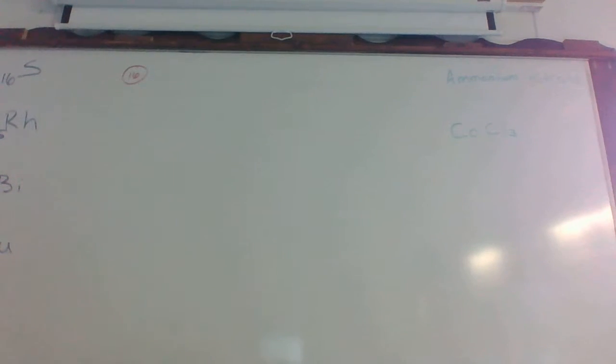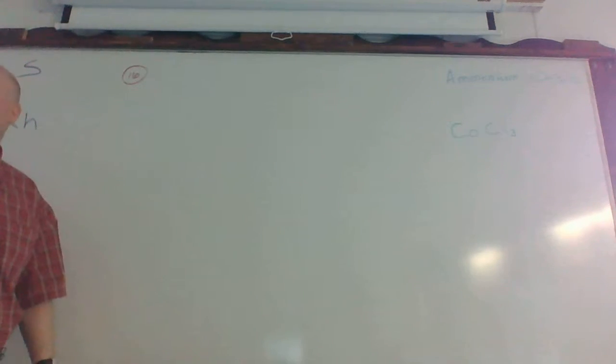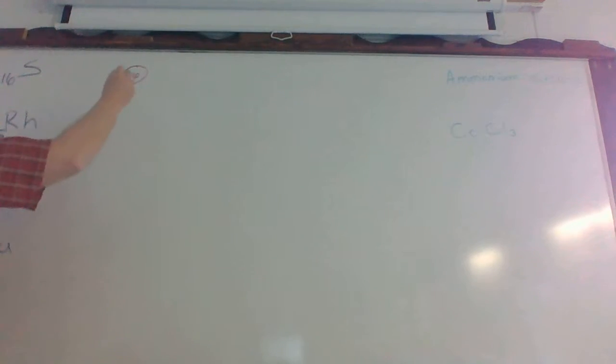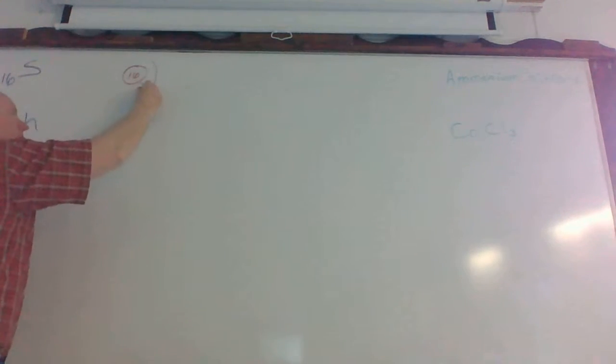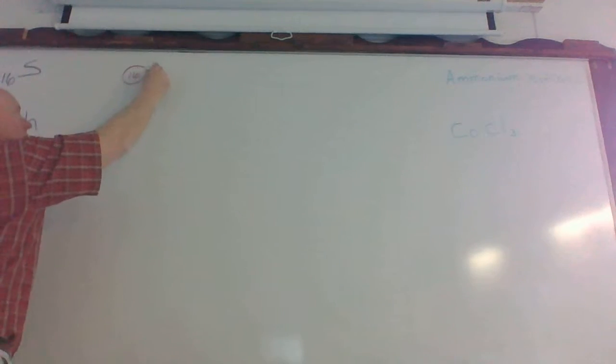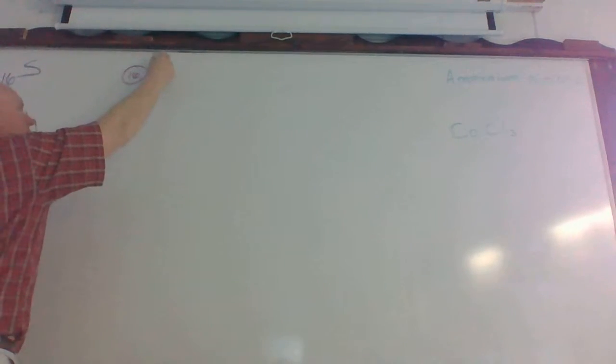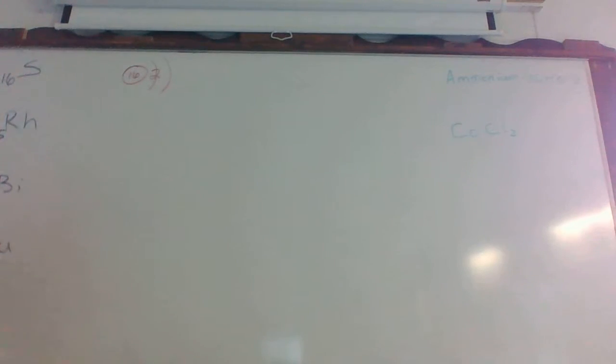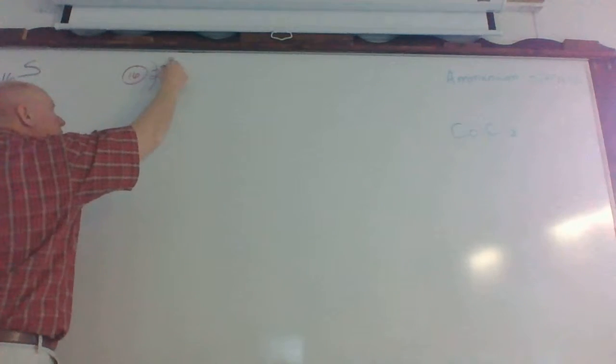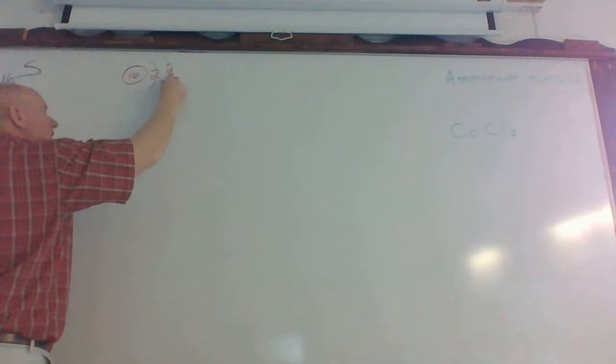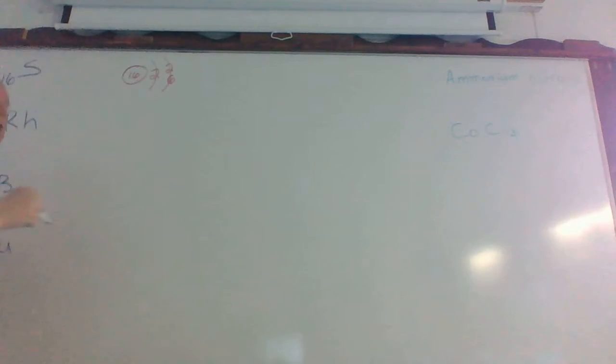Okay, so using your slide rule, the first energy level can hold how many? Okay, second energy level can hold how many? Can hold 8, okay. What you're doing is the s orbital can hold 2, the p orbital can hold 6. So all these numbers that we're putting out here should add together to what? To 16. All right?